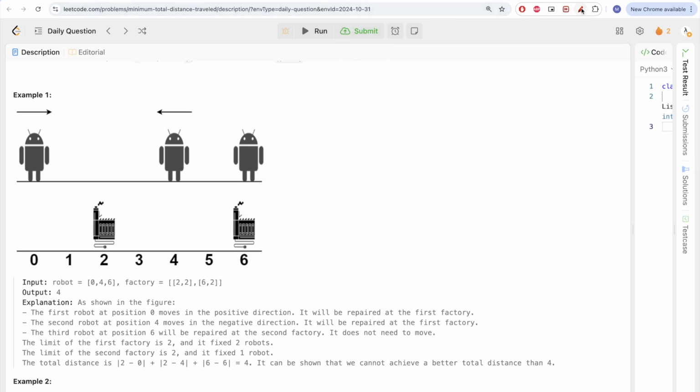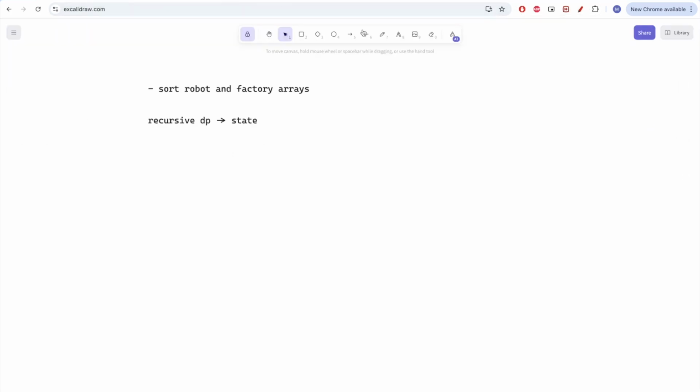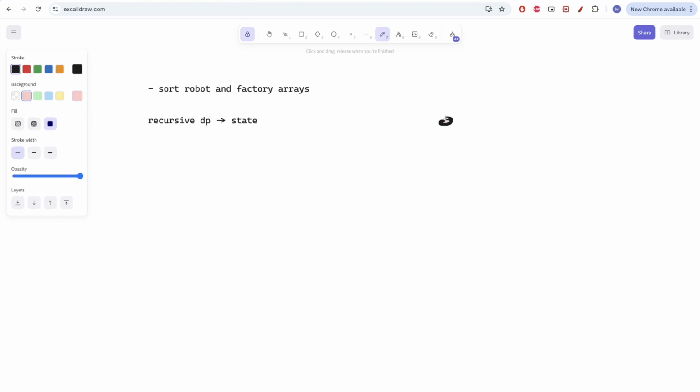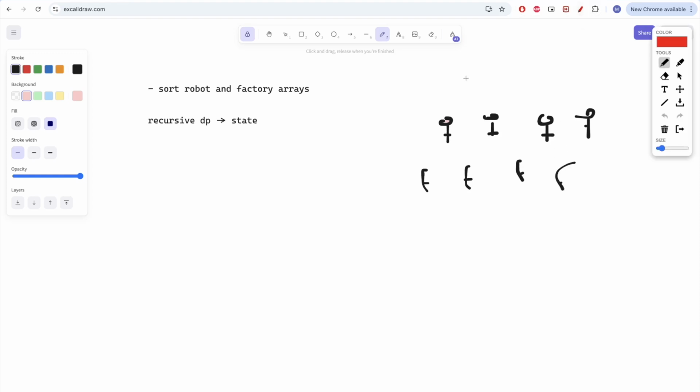Because each time, as we said, as we have the robots here, I'm going to just make these the robots, and then you have a robot here, and then you have maybe the factory somewhere like this, okay? So each time when you assign a block of robots, let's say this one we assigned to this, and now its limit is 0, okay?